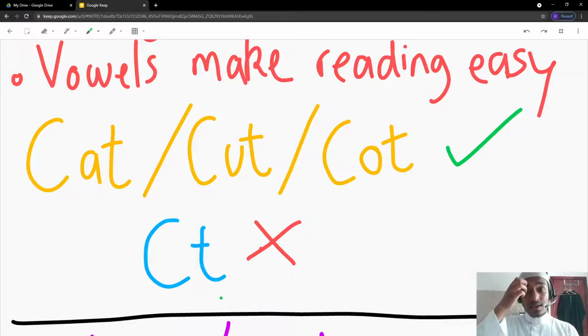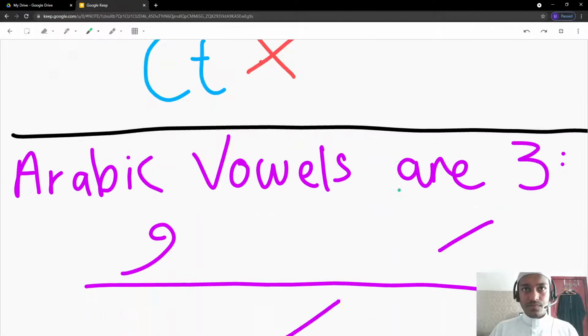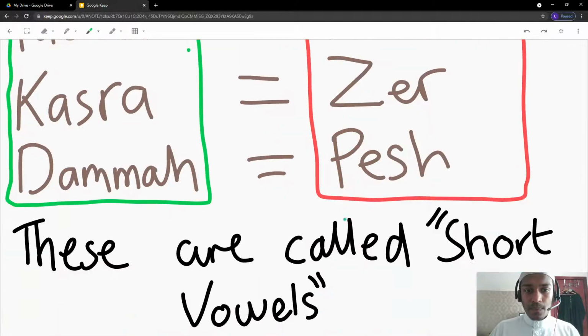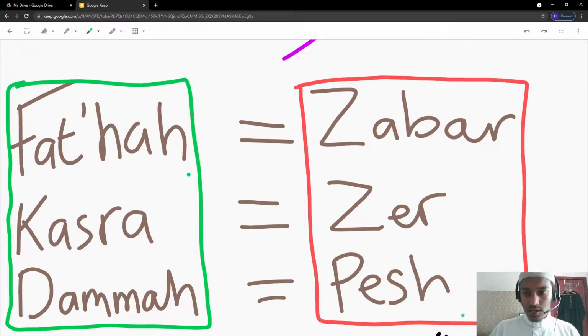Likewise in Arabic, we have to do the same thing. We have to add the sound of the vowel to the sound of the letter to make a complete sound, to make the reading a lot easier for us. And how is that done? That's done with these three symbols: either a line above, a line below, or a circle above the letter.